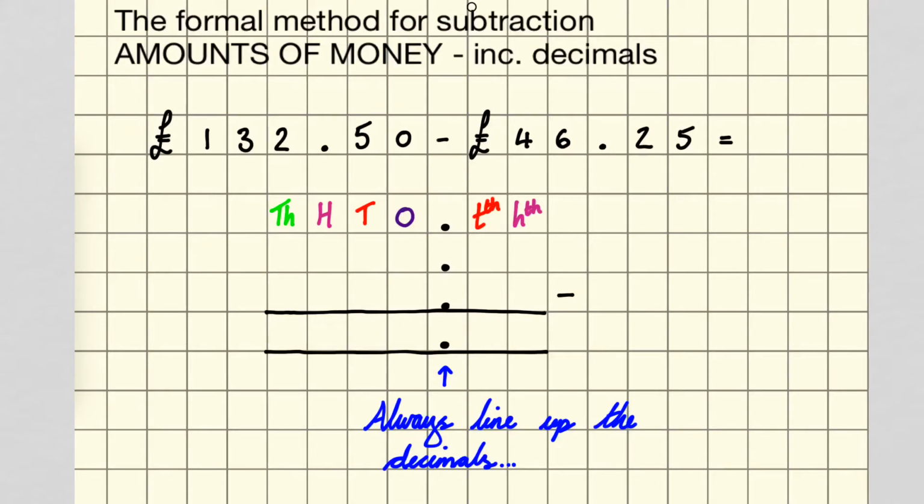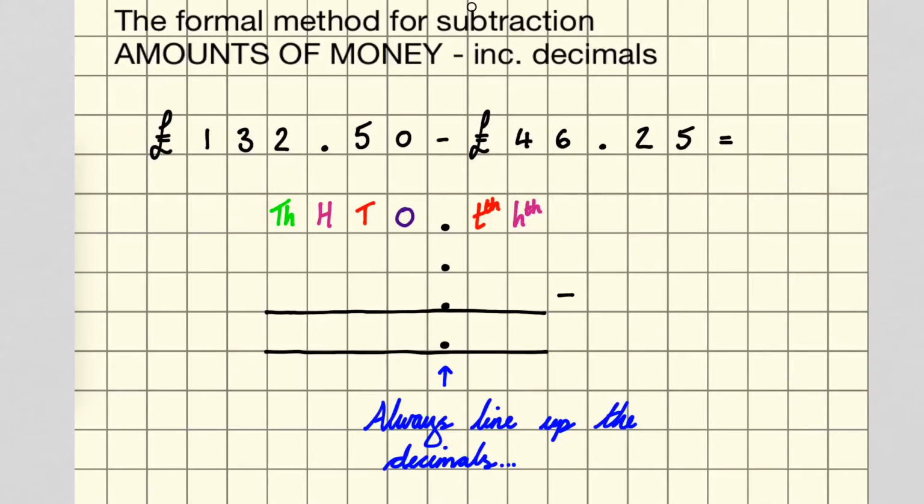This video looks at the formal method for subtraction, including amounts of money, which means we're going to be including decimals within our calculation. Here we have our calculation written out horizontally: £132.50, take away £46.25.